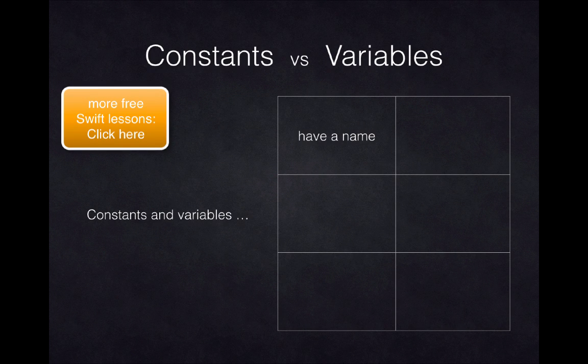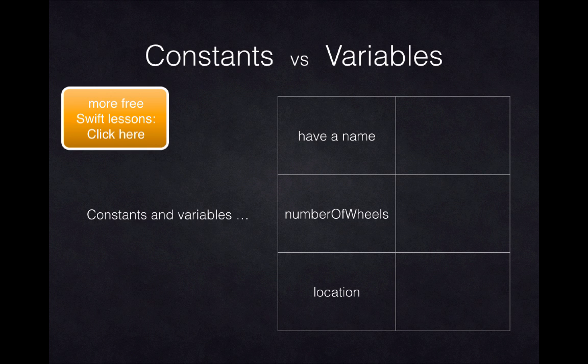Constants and variables have something in common. They both have a name, like number of wheels or location. Now let's say we have a car. That car has number of wheels and a location.